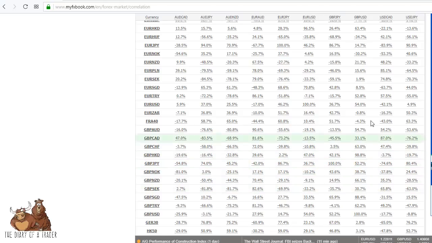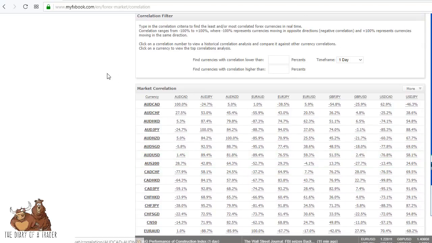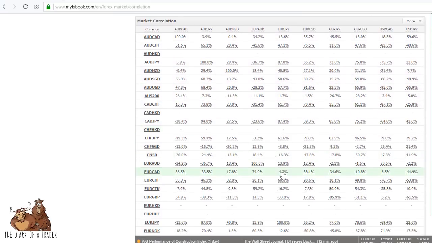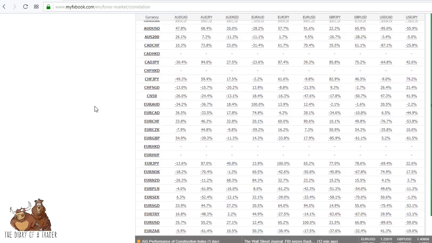So take a look at these, and they do update occasionally. This is the time frame of 1 day. You can change it, say, to 1 month, and it'll load it up. When you get 100%, obviously that's the same market, and it just kind of gives you an idea as to potential opportunities out there.